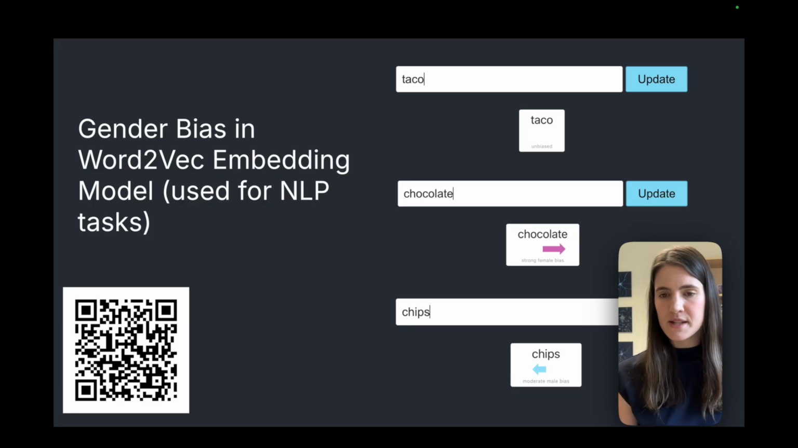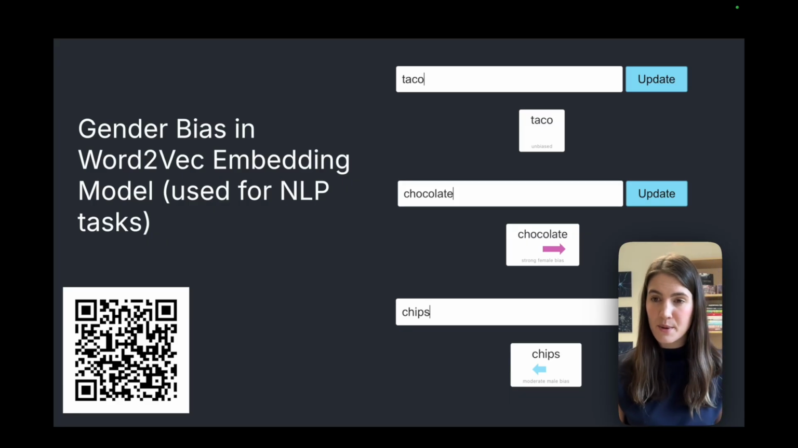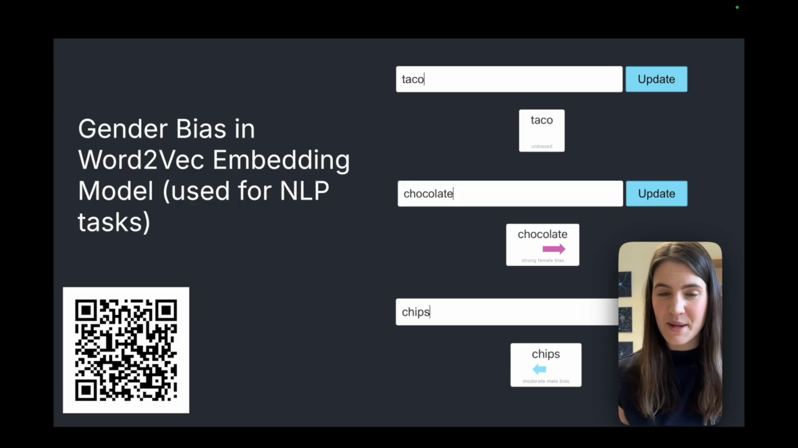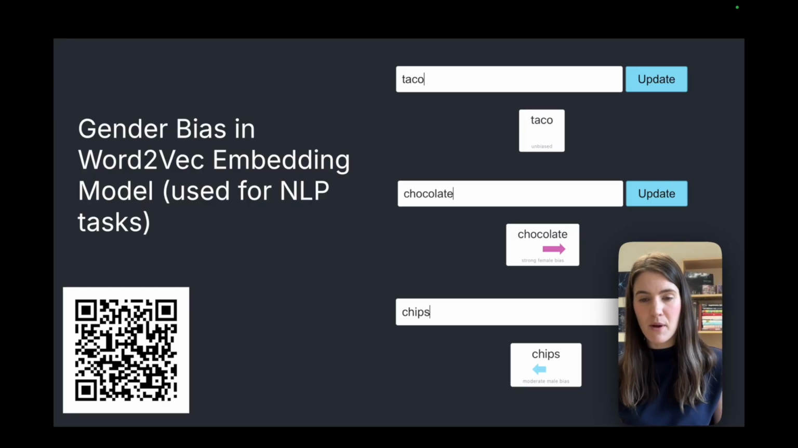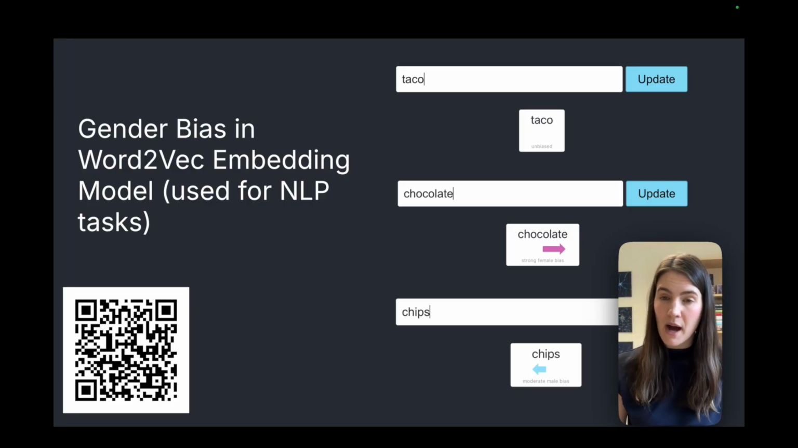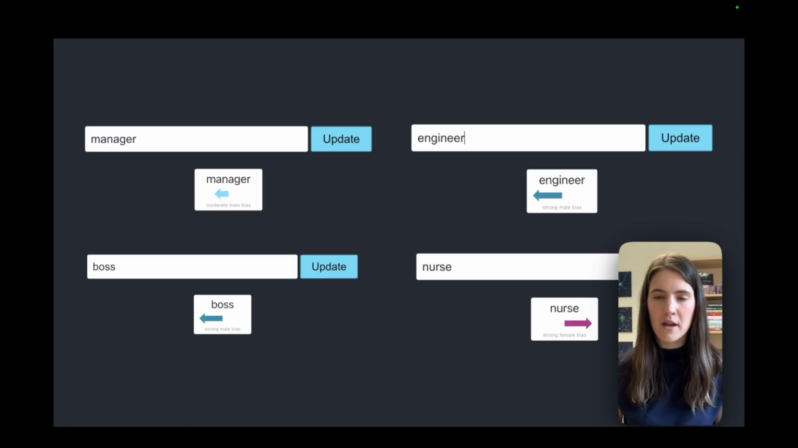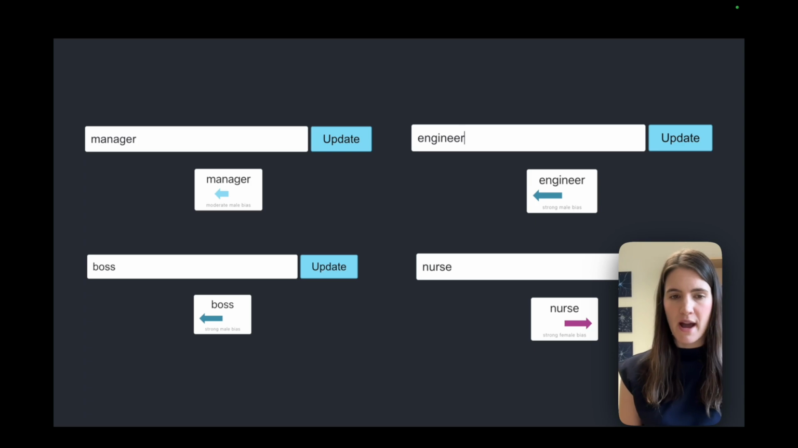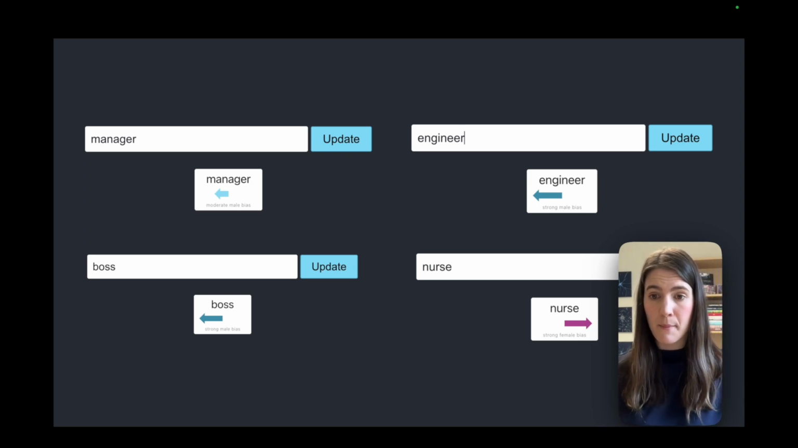So for example, this application shows that taco is unbiased. So taco, the word, is unbiased. Chocolate has a strong female bias, and chips have a moderate male bias. If we look at some other words, words like manager have a moderate male bias, boss has a strong male bias, engineer has a strong male bias, nurse has a strong female bias.